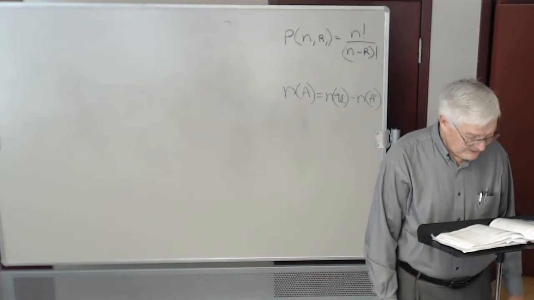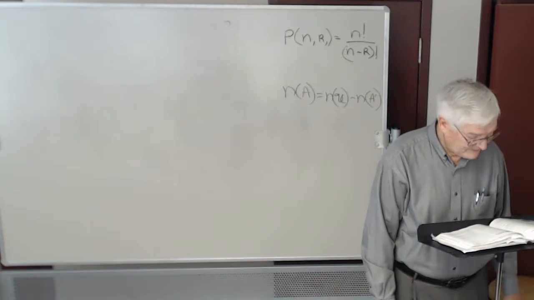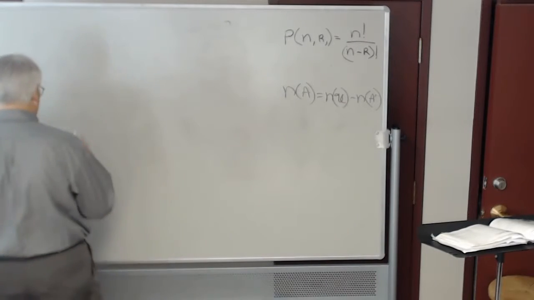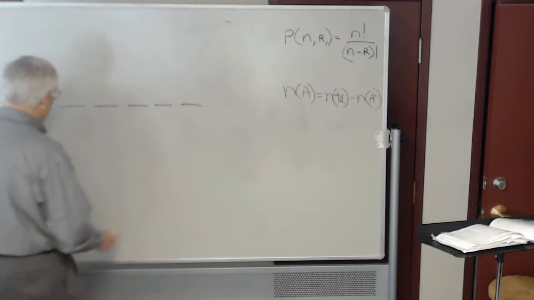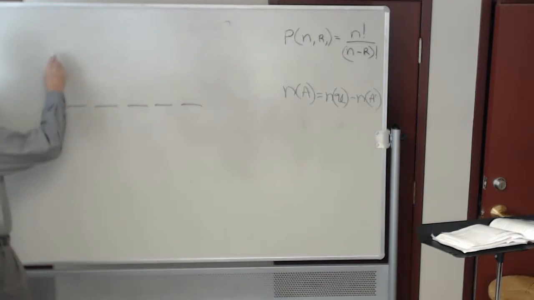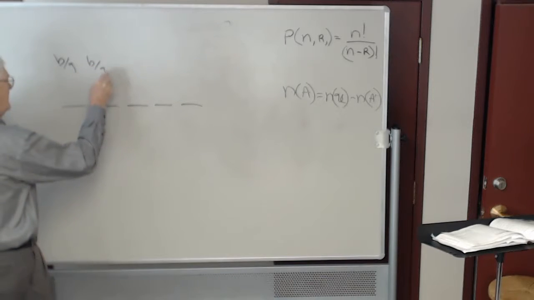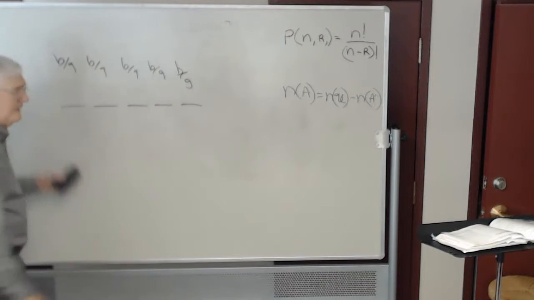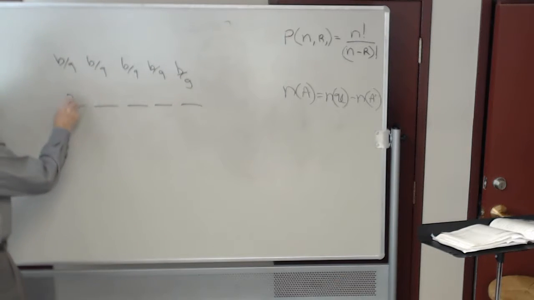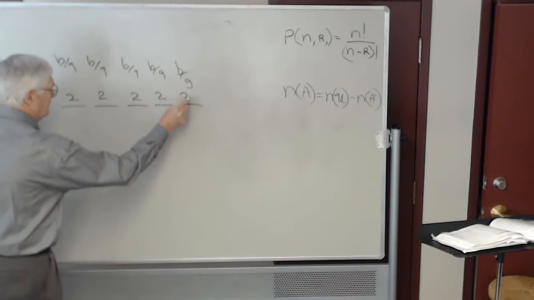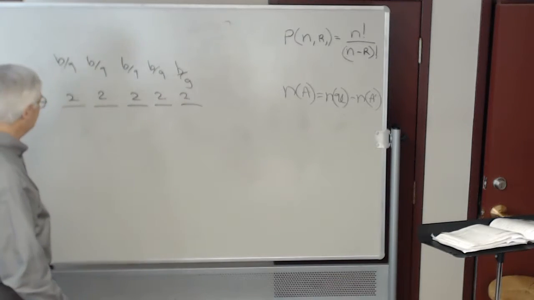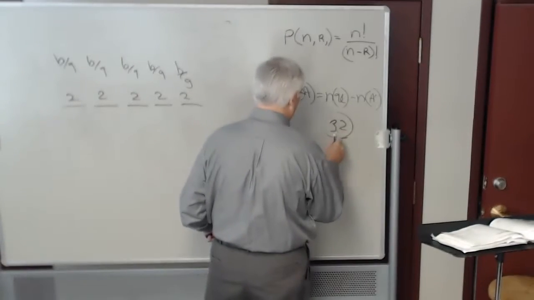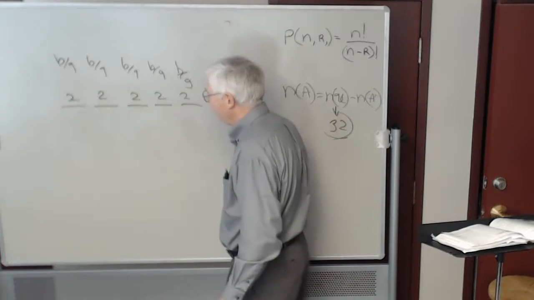Out of 5 children, in how many ways can a family have at least 1 boy? 5 children. So they can have a boy or a girl, a boy or a girl, a boy or a girl, a boy or a girl, and a boy or a girl. Agreed? So that's 2 times 2 times 2 times 2 times 2. So how many possibilities is that? 8 times 2. So the number in the universe is 32. You see that?